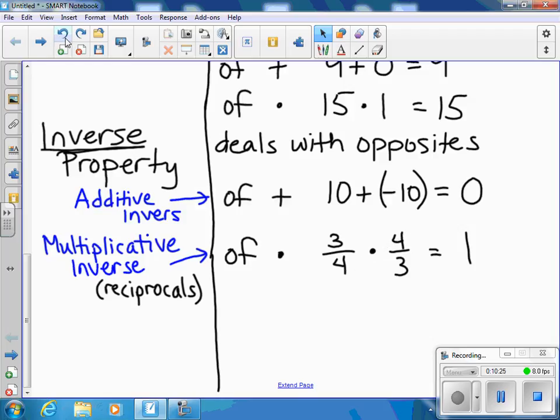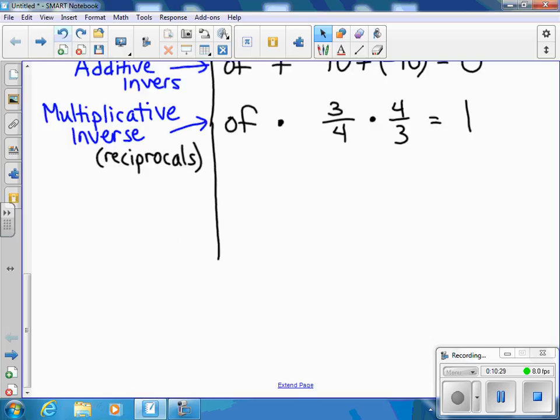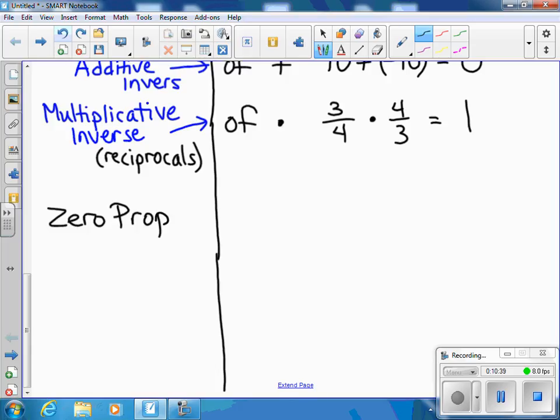Okay, so that now takes us through 8 properties. We have 2 more, and they're a little easier to identify just because they look so different. All right, so the first one that we want to make sure that we do is the zero property. And you may see it just written plainly as zero property, and that's fine. Or you might see it written as zero property of multiplication. You don't have to have the "of multiplication" part because this is only one property that does this.